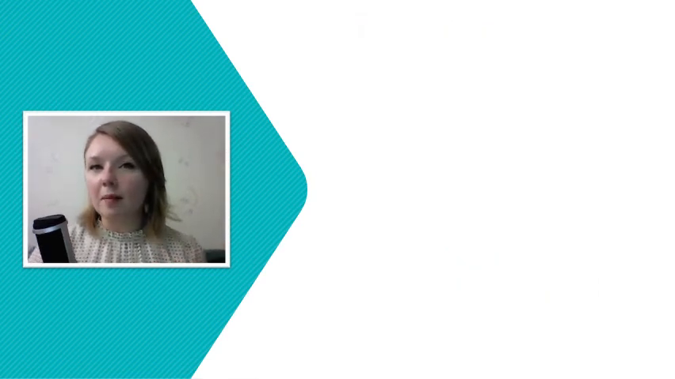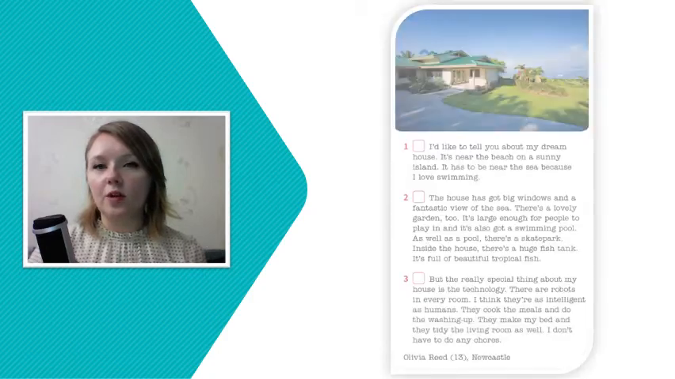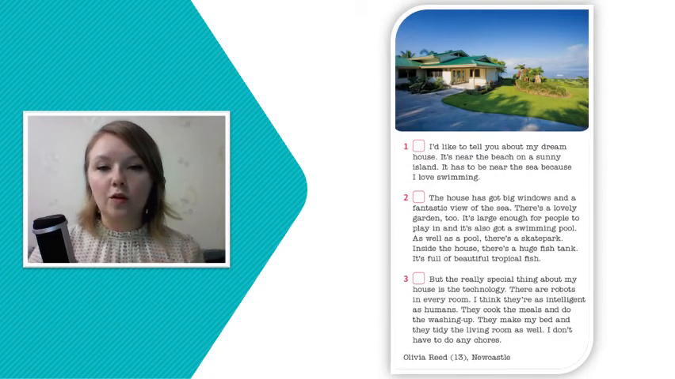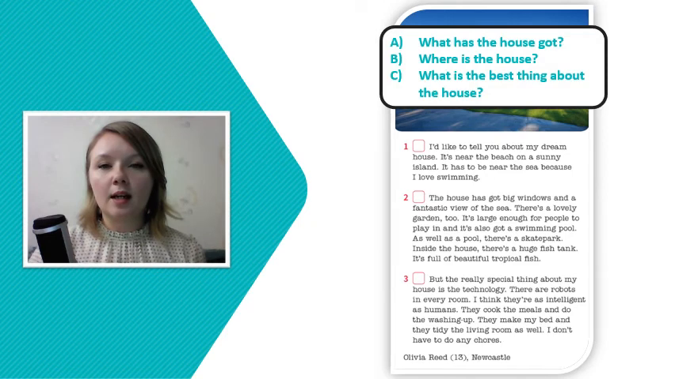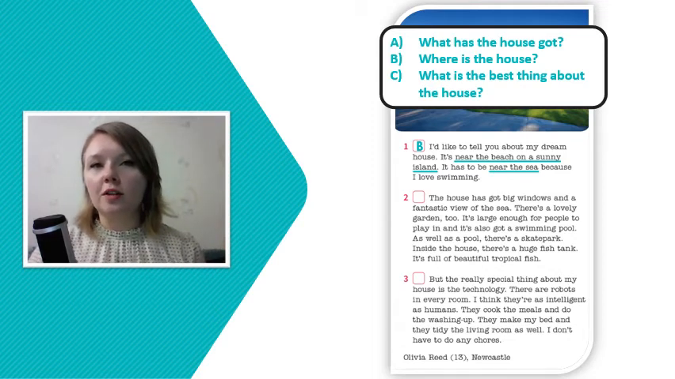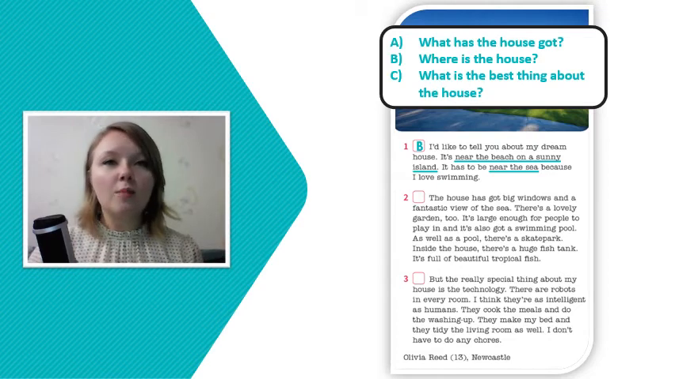Let's look at an example of how we can answer those 3 questions. So you remember this from your book. And this writing here answers these 3 questions. What has the house got? Where is the house? And what's the best thing about the house? So first we see where it is. Near the beach? Near the sea? We can use the word near to describe what a house is close to.